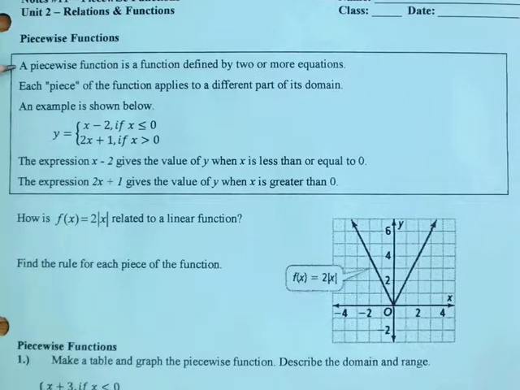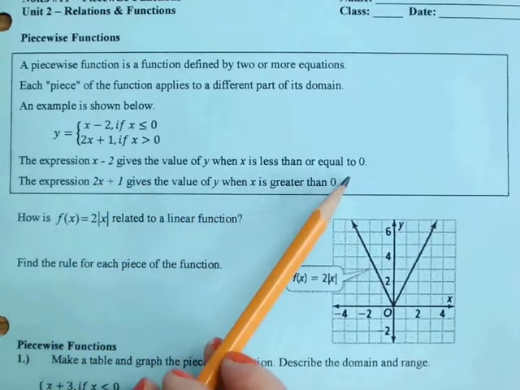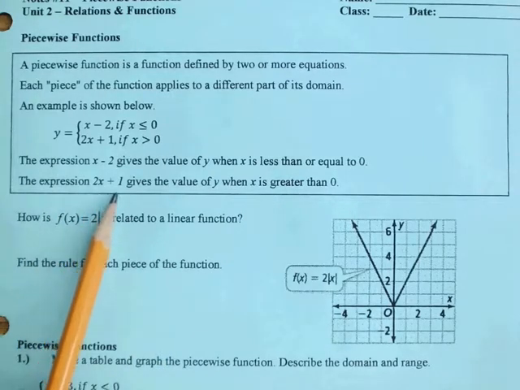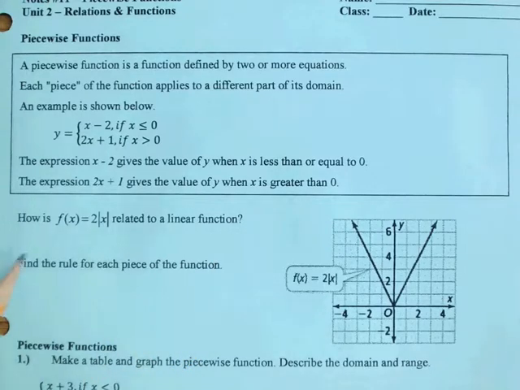A piecewise function is a function defined by two or more equations. Each piece of the function applies to a different part of its domain. An example is shown below. y equals x minus 2 if x is less than or equal to 0, and y equals 2x plus 1 if x is greater than 0. The expression x minus 2 gives the value of y when x is less than or equal to 0. The expression 2x plus 1 gives the value of y when x is greater than 0. So, again, it is a function that is two or more pieces to create a line.